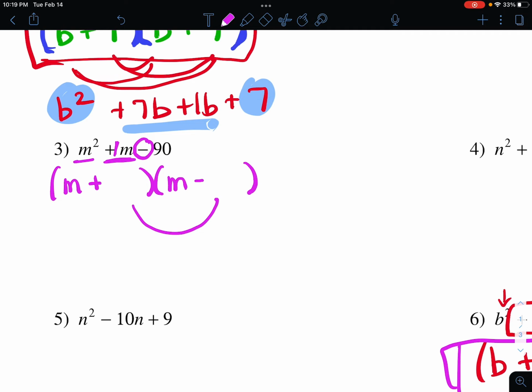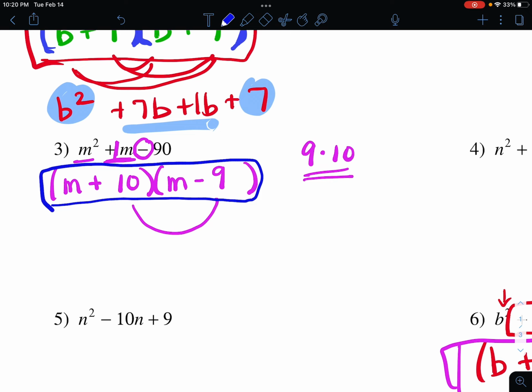So if you were to think of all the factors of 90, hopefully eventually you would get to 9 and 10, right? 9 times 10 is definitely 90. I know if I subtract 9 and 10, that gives me 1. Now I have to be careful with my placement because obviously one of them has to be positive and one's negative. And this is where you just have to think, oh, I need a positive 1. So if I put my 10 here and my 9 here, that would definitely give me a positive 1. So my answer is m plus 10 and m minus 9. By the way, that can be switched. It could be m minus 9 and m plus 10 because multiplication is commutative.